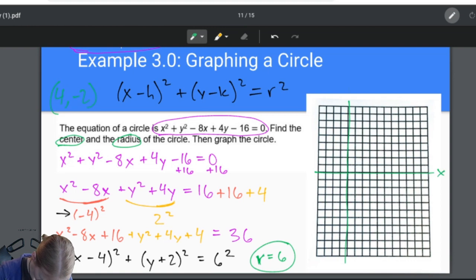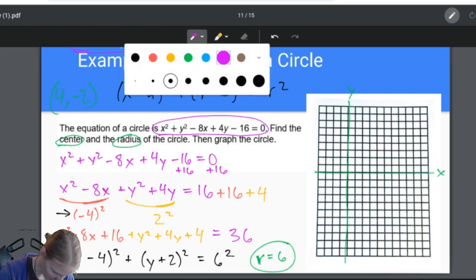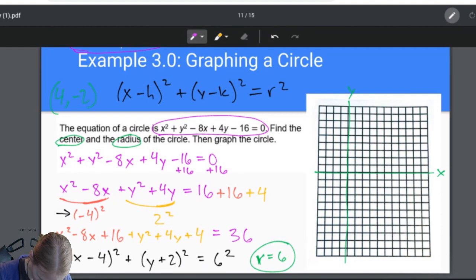X, Y. Let's make it purple, because I like purple. 4. So I'm going to start at the center. 1, 2, 3, 4, -2. Beautiful. And now my radius is 6. So 1, 2, 3, 5, 6.